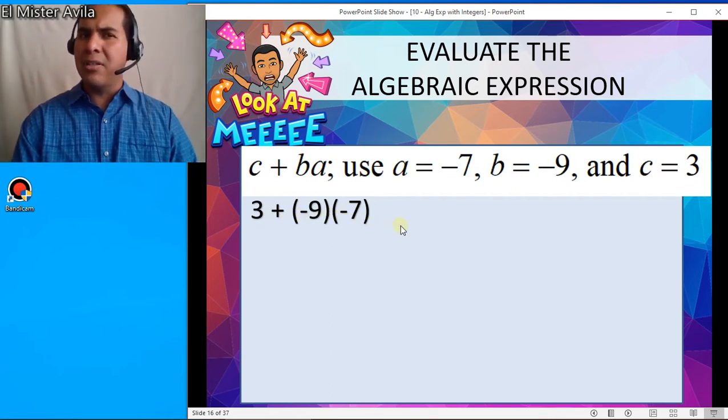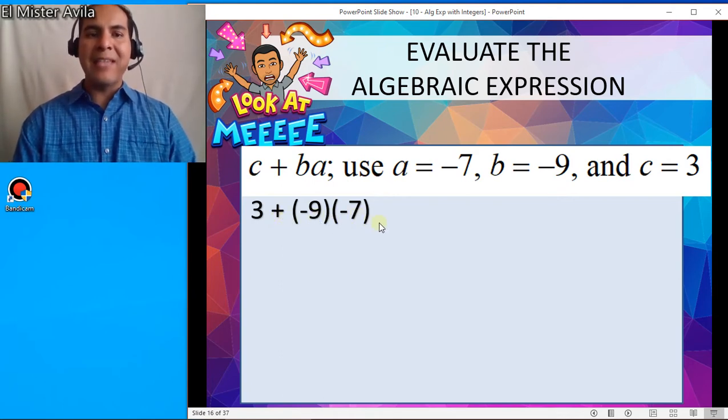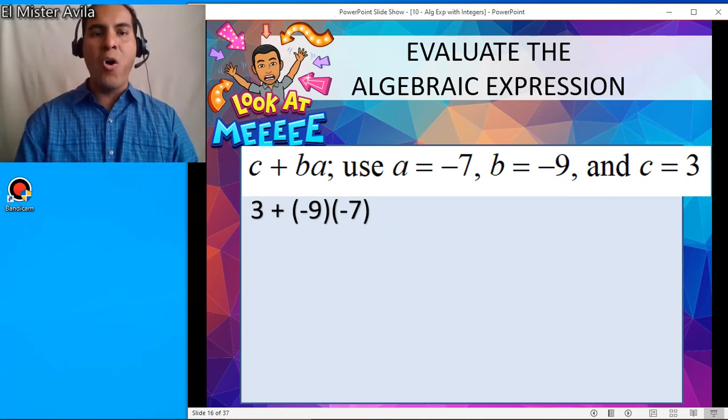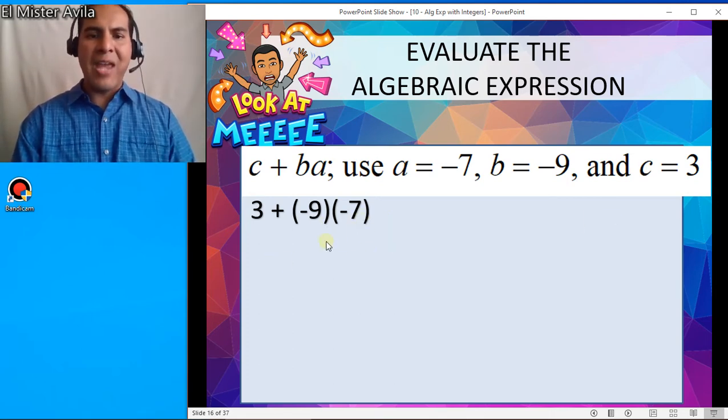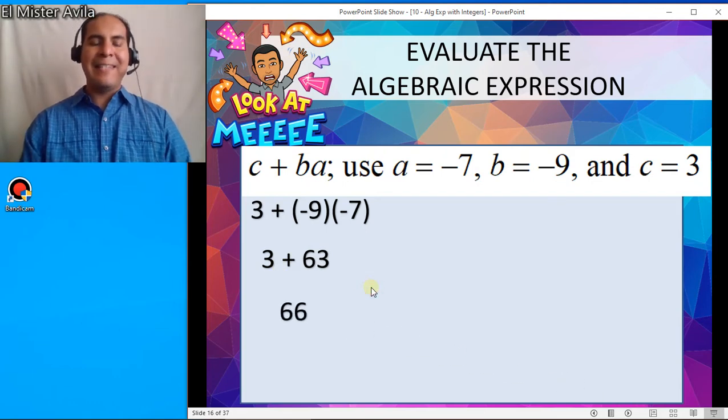In the order of operations class, what comes first, addition or multiplication? Hopefully you remember that multiplication is in step 3 and addition is in step 4. So we're going to multiply first. -9 times -7, we're going to apply the rule that a negative times a negative is a positive, always, no matter what. -9 times -7 is positive 63. We bring down the plus and we bring down the 63. 3 plus 63 is 66.